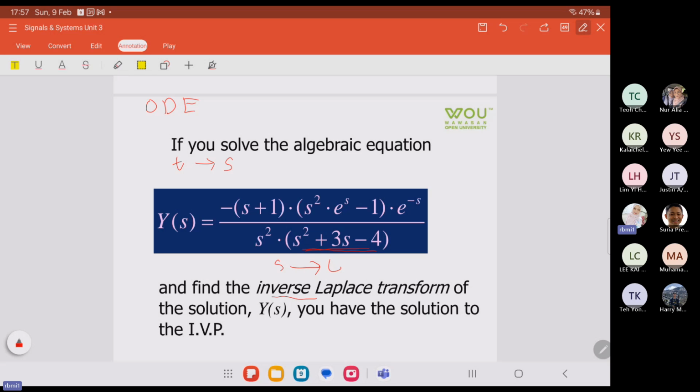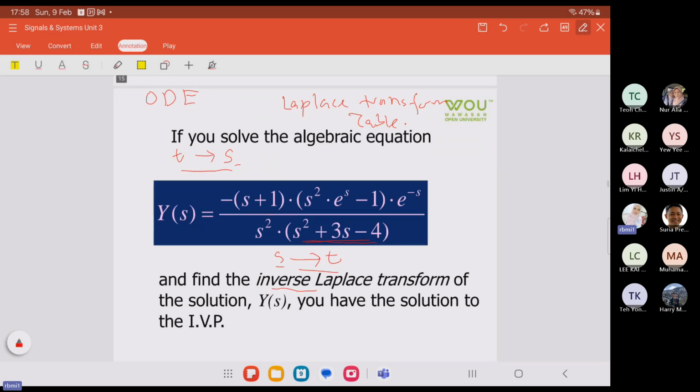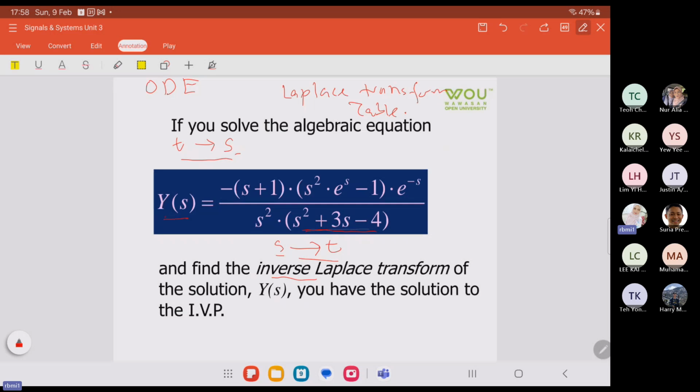If we have the table, you guys can search around for the table of Laplace transforms. In the Laplace transform table, we have time domain to S domain and also S domain to time domain. From there we can get the solutions of the IVP. Like this one here, it is in terms of S domain, so we want to revert from S to the time domain.